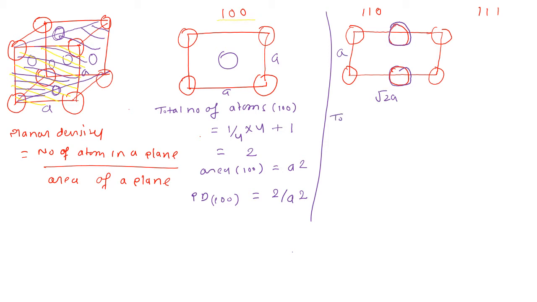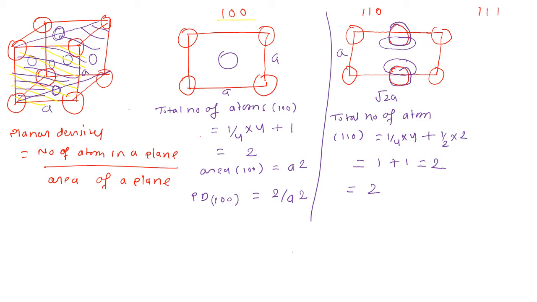So the total number of atoms in the 110 plane is equal to 1 by 4 into 4 plus 1 by 2 into 2, because this atom is contributing 1 by 2 to this plane. So the total number of atoms is again 2. This is 2 divided by the area, which is root 2a multiplied by this side a, so the area becomes root 2a square. So the planar density for the 110 plane is 2 by root 2 a square.